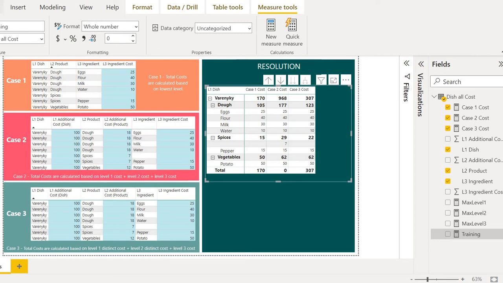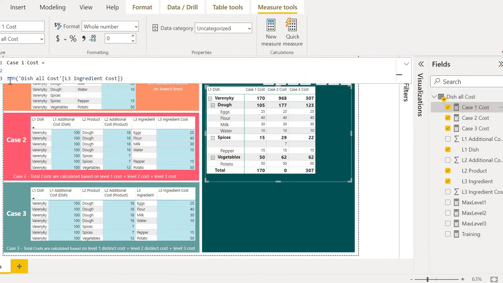Hello. Today I'm going to show you how to make the calculations in the matrix. In case 1, the costs are based on the lowest level, level 3, and it would be pretty simple. The cost would be the sum of level 3.